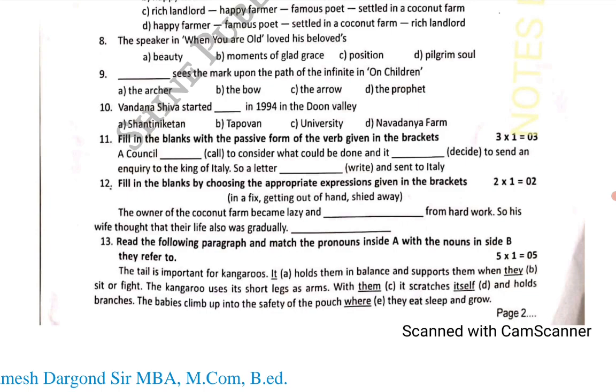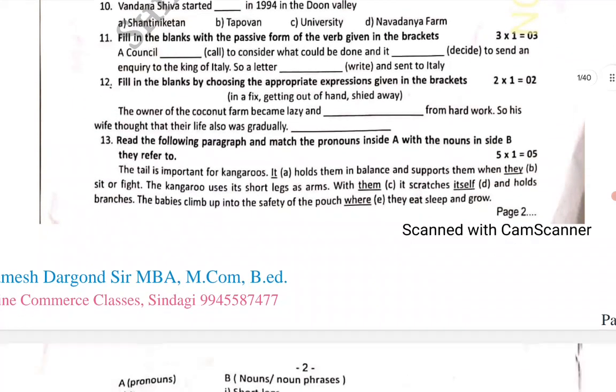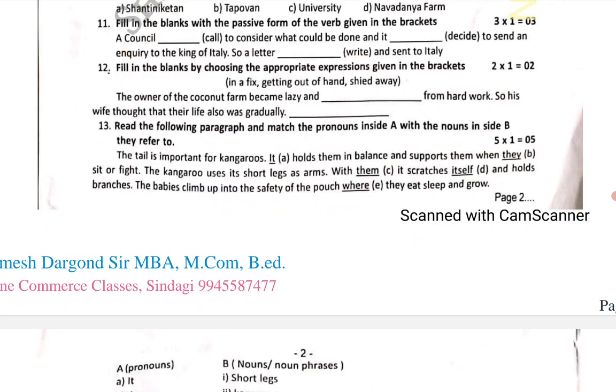So his wife thought that their life also was gradually getting out of hand. It means it is not in control. Though he is earning very good money, and they have a lot of money and a lot of wealth now, it is not giving security to his wife. She is feeling that their life is gradually getting out of hand. So question number 12 is related to expressions. It is for 2 marks.